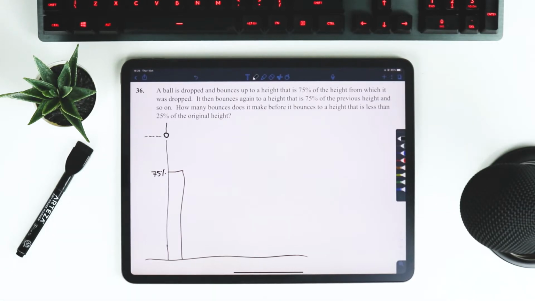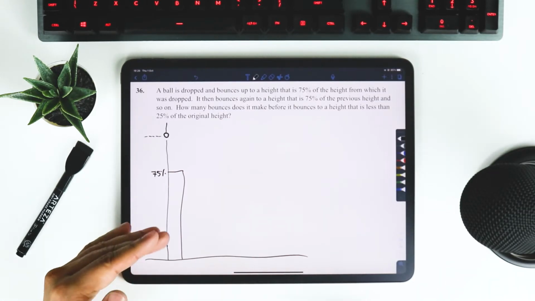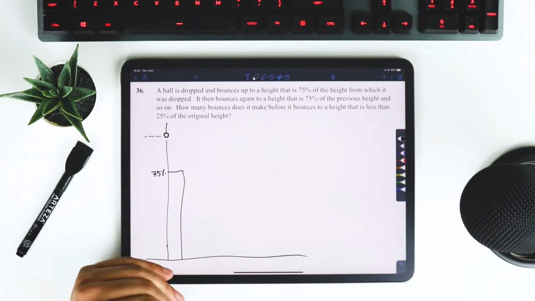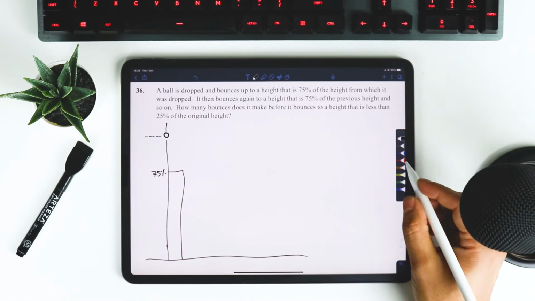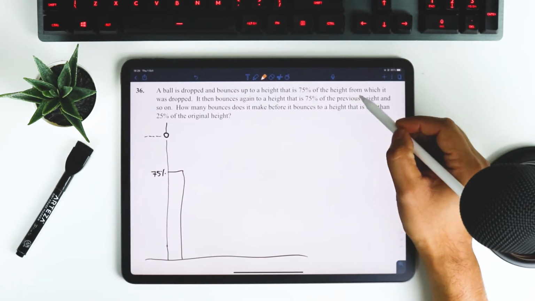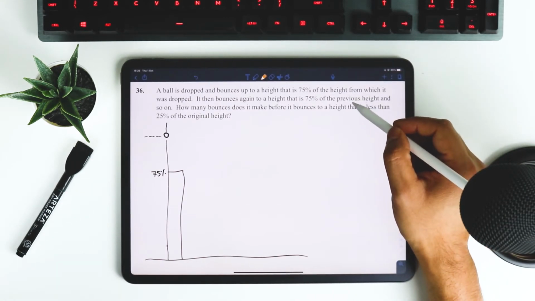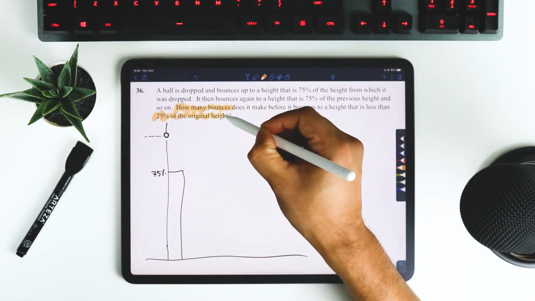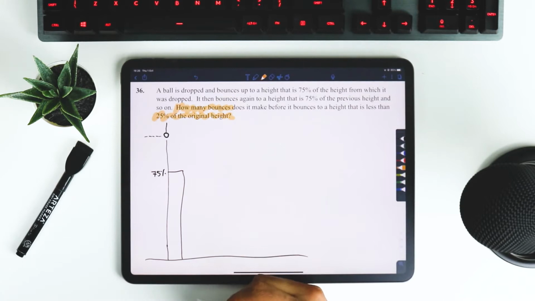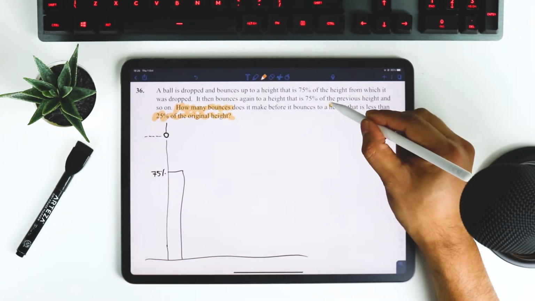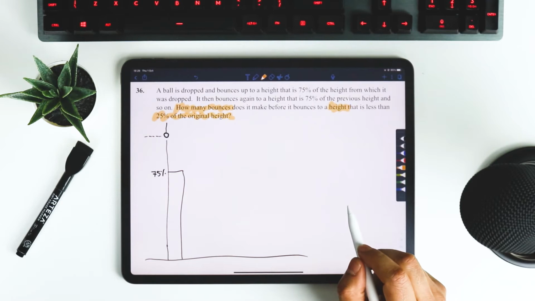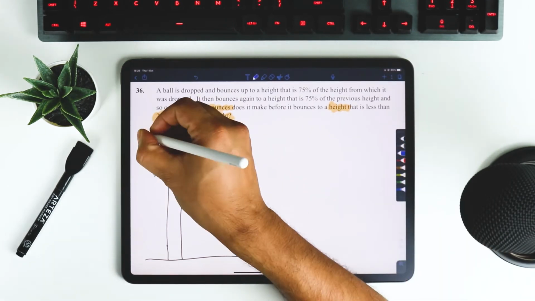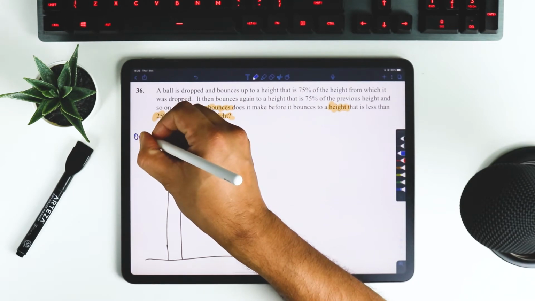So the mistake that a lot of children will make is thinking, oh, that means that in 3 goes it will be 25%. Firstly, it says less than 25% as well. So we're trying to work out how many bounces until the height will be less than 25% of the original height. That's quite a challenging question, but it's the final question. This is the original height.